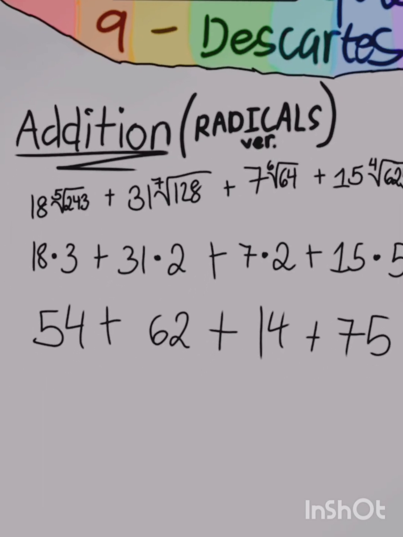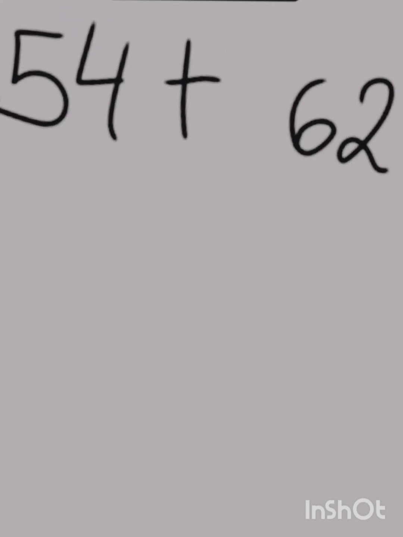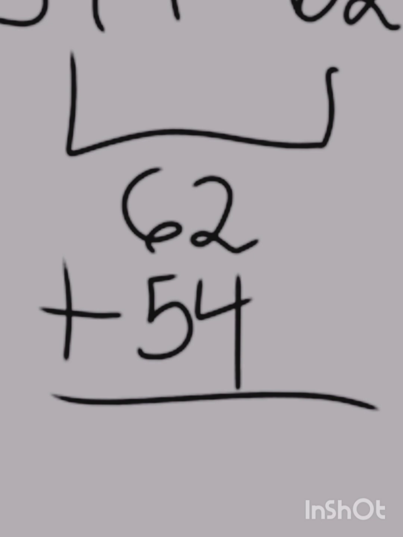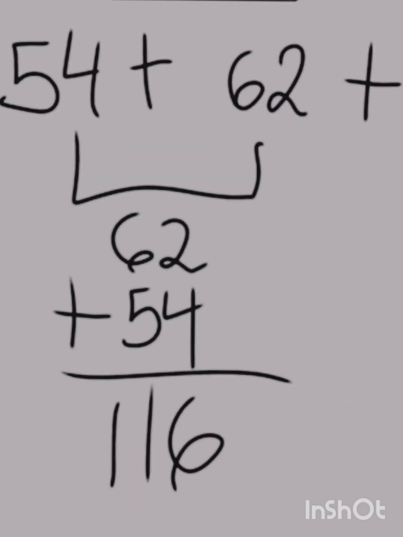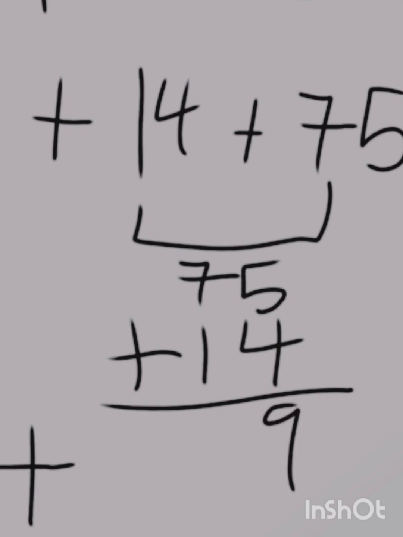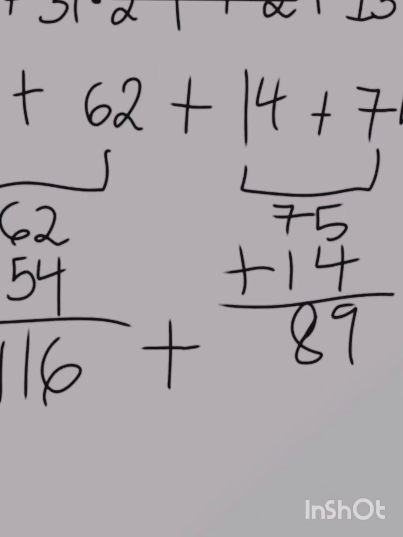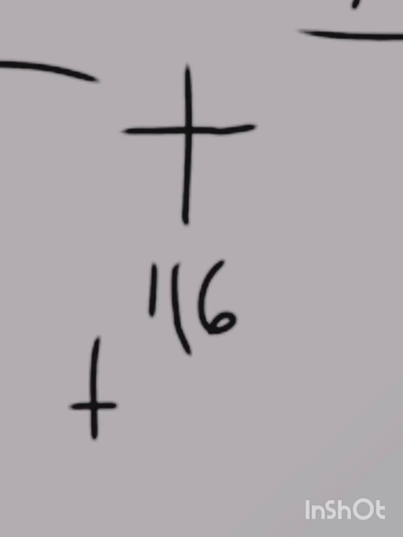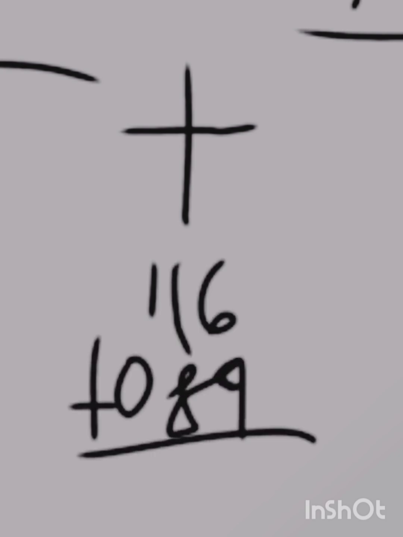Now, we shall combine similar terms again because we can see a lot of terms to combine. So let's do this. 62 plus 54 is 116. Then 14 plus 75 will be 89. Next, we will finally solve for the true answer. So 116 plus 89. Simple math, you know.